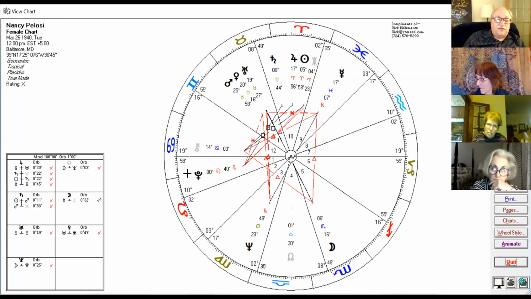Pluto finally is in the 1st house. This is what you call a planet that is rising, because the planet is rising to the ascendant, just like the sun is rising. Planets in the 1st house are very, very powerful.